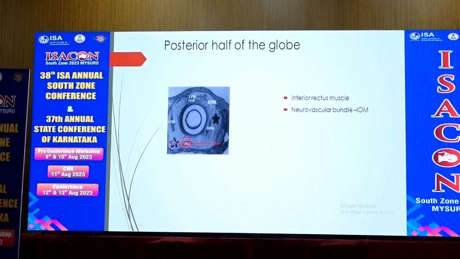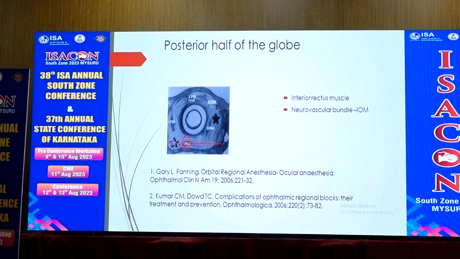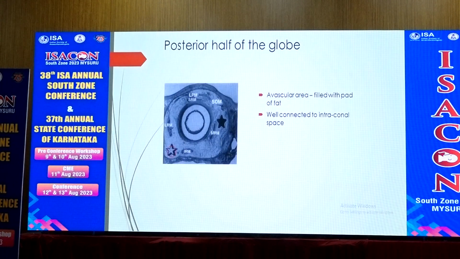Apart from this, there lies the neurovascular bundle which supplies the inferior oblique muscle. So if we see the latest current journals, what is a safe point to administer that inferolateral quadrant block is the extreme inferolateral corner. That is, you have to palpate the lateral wall and the floor, and just above the junction you should give, and this is what I have shown as a star shaded shape here. What is the advantage? It's a nice avascular area filled only with a pad of fat, there won't be any resistance at all, and theoretically speaking this space is well connected to the intraconal space.